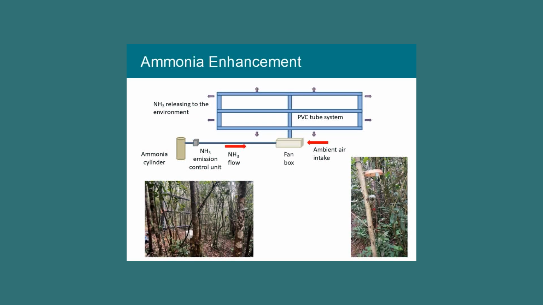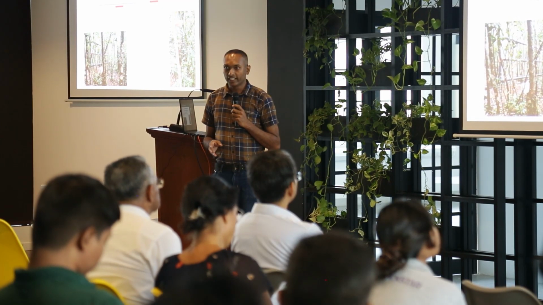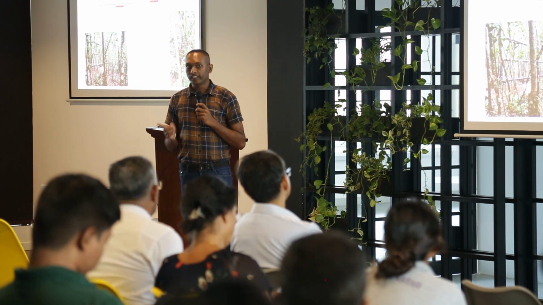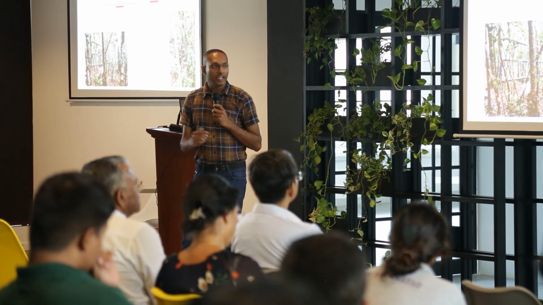And this is how our ammonia enhancement system looks. It has three-level emission. It is made with PVC tubes and connected to the ammonia cylinder, and the ammonia cylinder gets the signal from the meteorological tower. The signal releases the ammonia into the pipe system, where it mixes with the ambient air, and the mixed air is released to the environment and increases the concentration in the surrounding area.